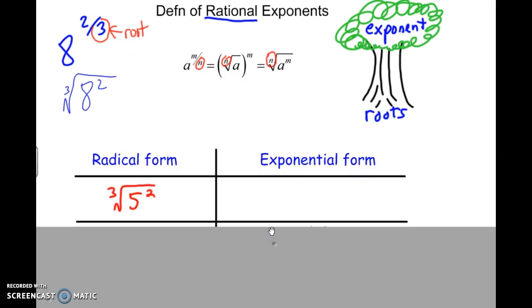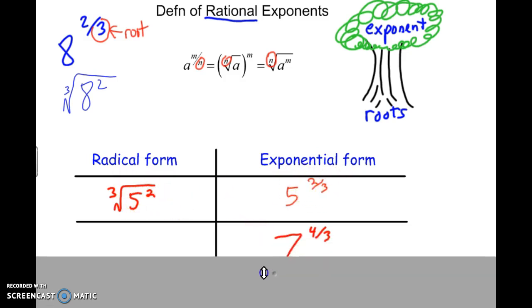So let's look at this. We can go back and forth from radical form to exponential form. So if this is radical form, we can put this in exponential form. The base is 5, and there's a fractional exponent here. The root always goes down below. The root on the tree is down below, so 3 is going to be in the denominator there, and 2 is going to be in the exponent spot. So 5 to the 2/3 is the same thing as the cube root of 5 squared.